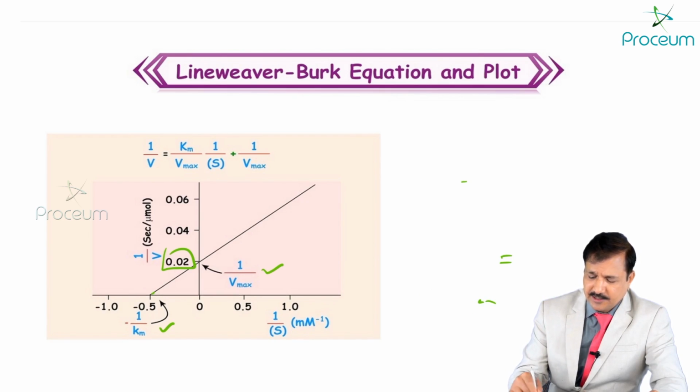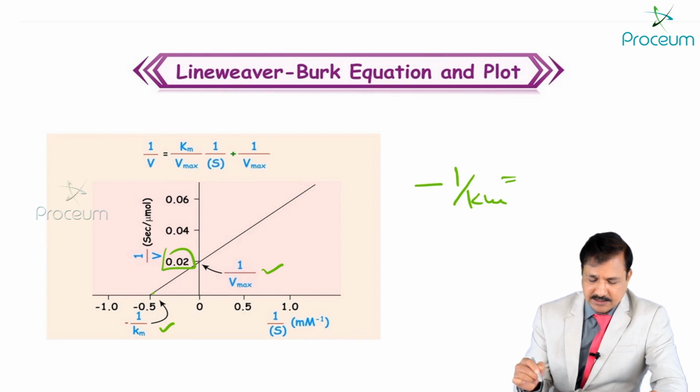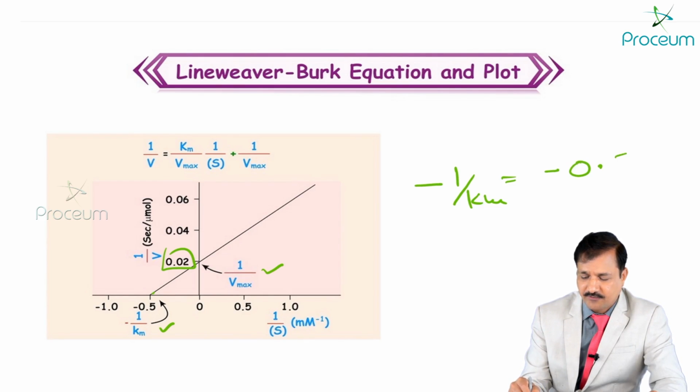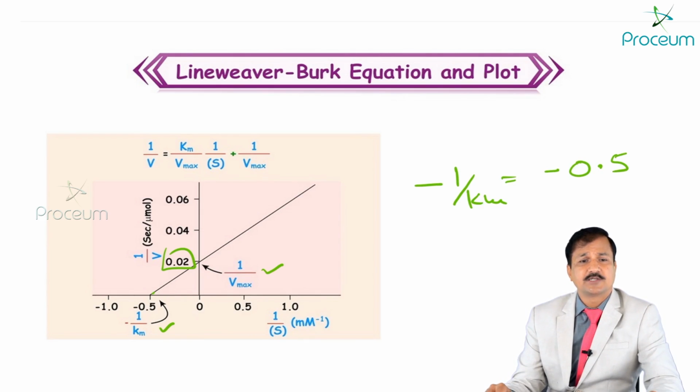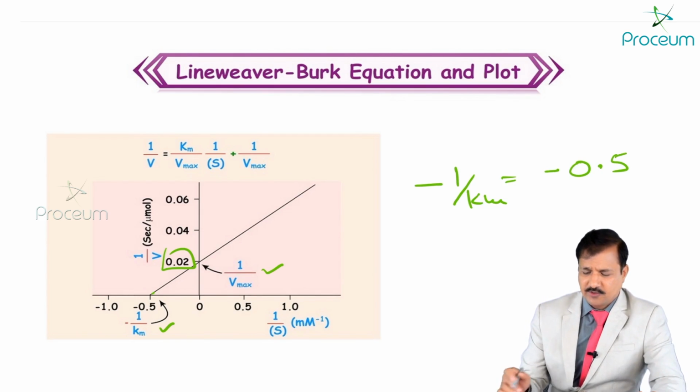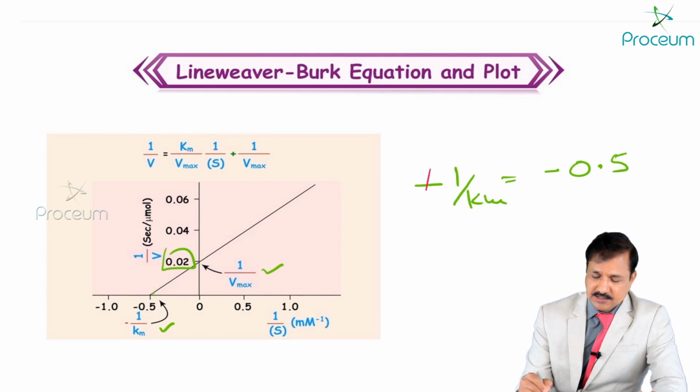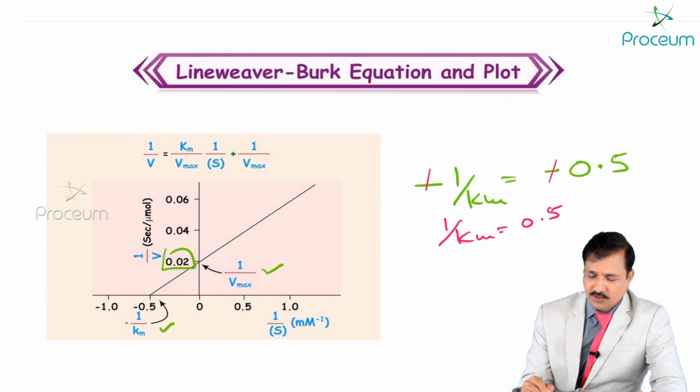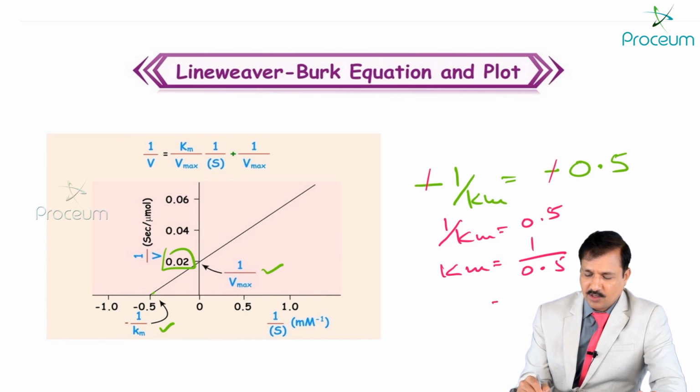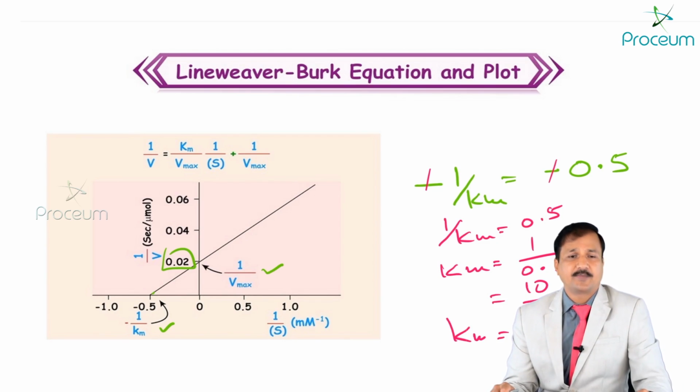The example here is minus 1 over Km. Always make sure you write down that minus 1 over Km equals minus 0.5. That's where it is meeting on the other side of the 0. Now this minus 1 over Km equals minus 0.5, so the minus signs cancel out, and 1 over Km equals 0.5. So Km equals 1 over 0.5, and 1 over 0.5 will be 10 over 5, and 10 over 5 will be 2. That means Km equals 2. And this is what happened now.